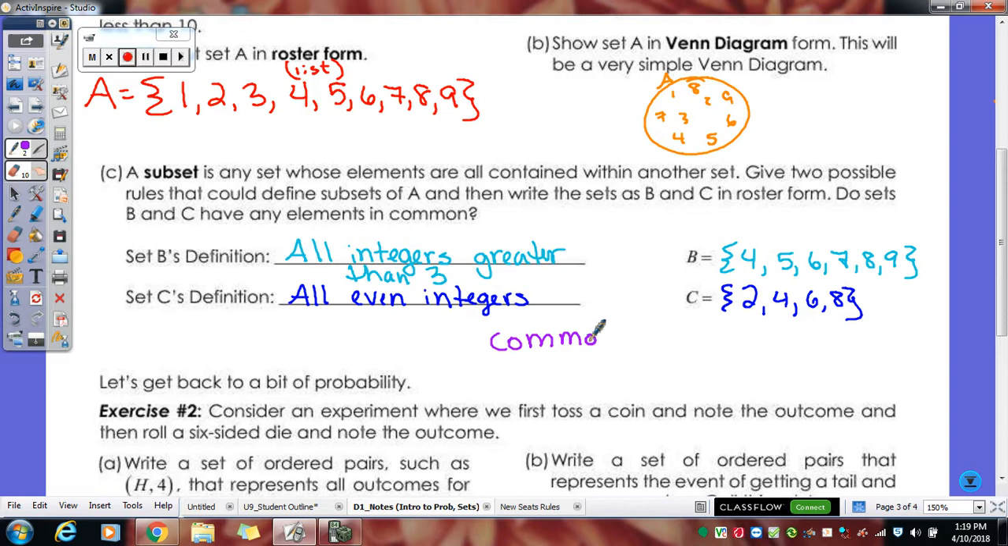So then they want to know, is there any common elements between B and C? I got it. Oh, between B and C? Yeah. 4, 6, 8. 4, 6, and 8 are the same, are the elements in both B and C.